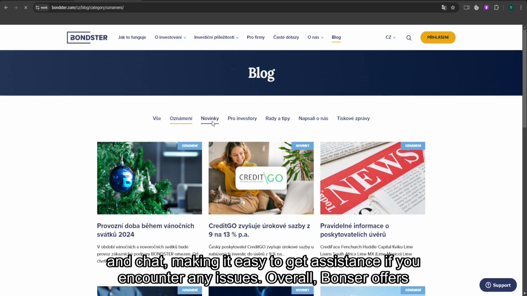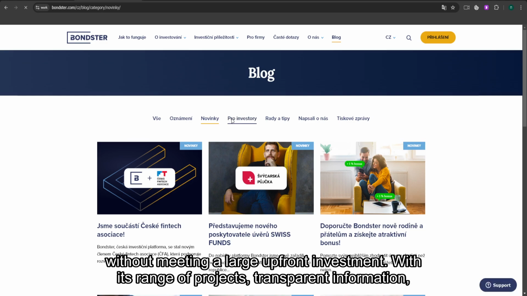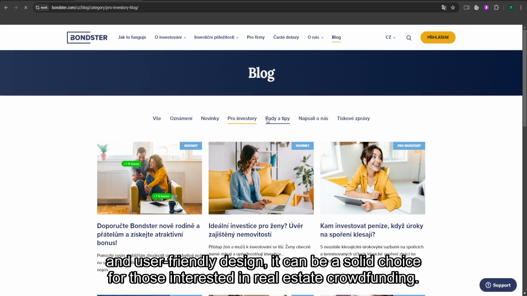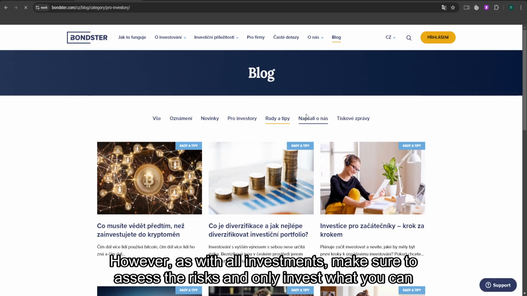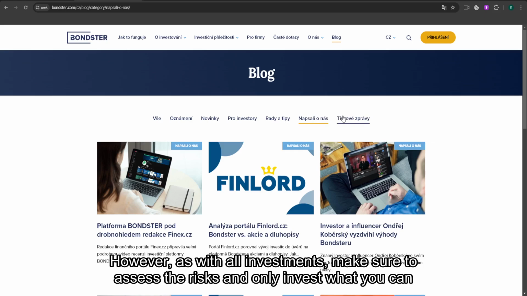Overall, Bondster offers an appealing platform for real estate investors who are looking to diversify their portfolios without needing a large upfront investment. With its range of projects, transparent information, and user-friendly design, it can be a solid choice for those interested in real estate crowdfunding. However, as with all investments, make sure to assess the risks and only invest what you can afford to lose.